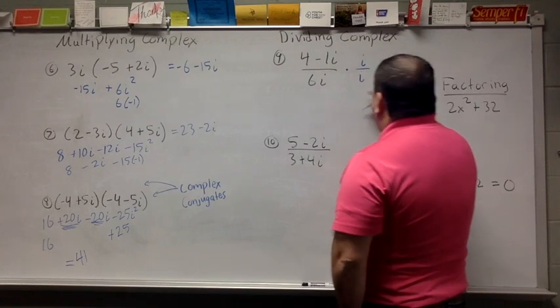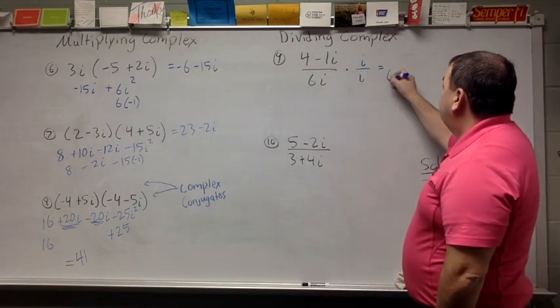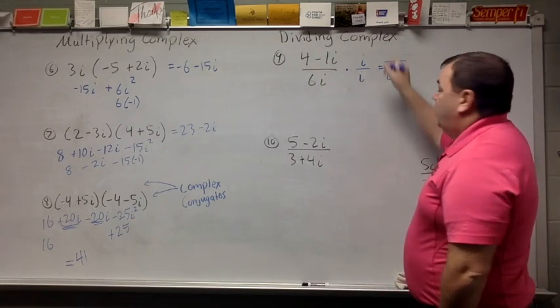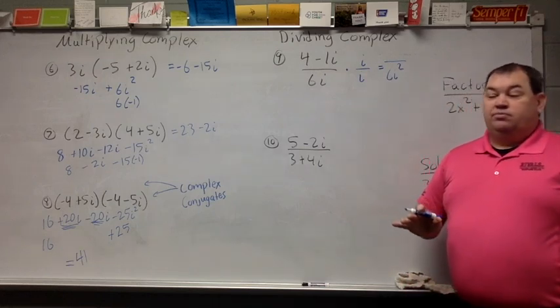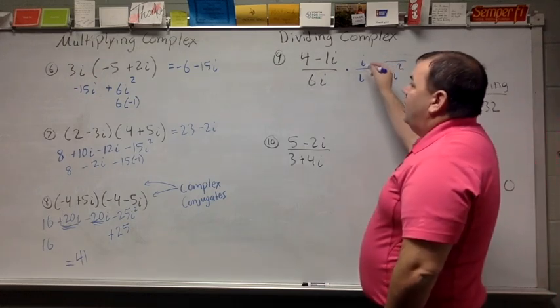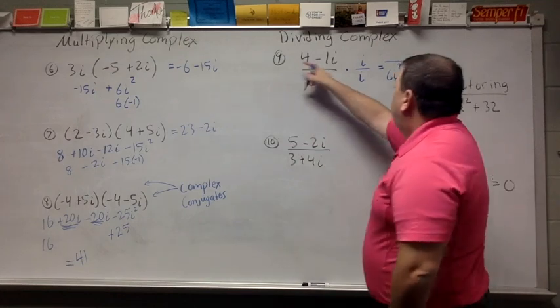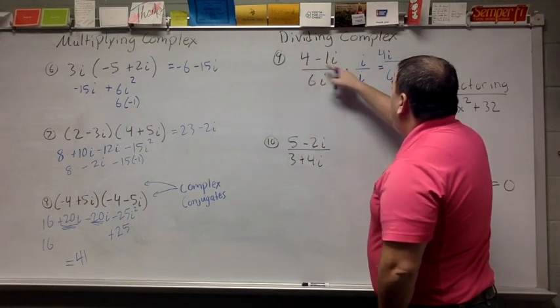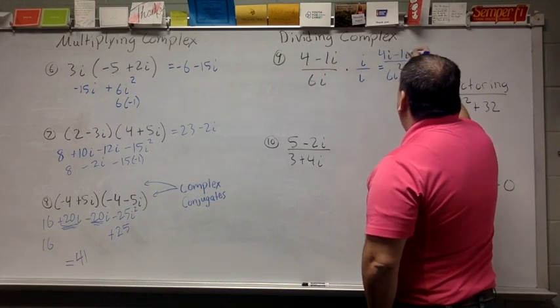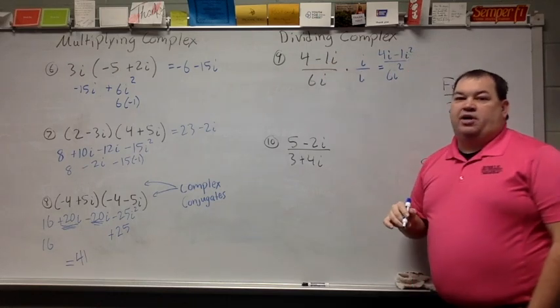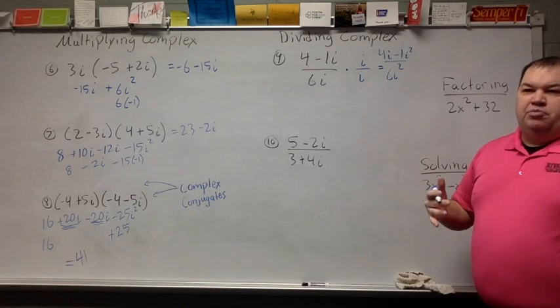Now, on the bottom, I get a 6i squared. I'm going to be able to handle that, no problem. On the top, I'm kind of like that first problem. I need to distribute the i. So I get a 4i, and I get a minus 1i squared. i times i gives me i squared. So I have some simplifying to do.